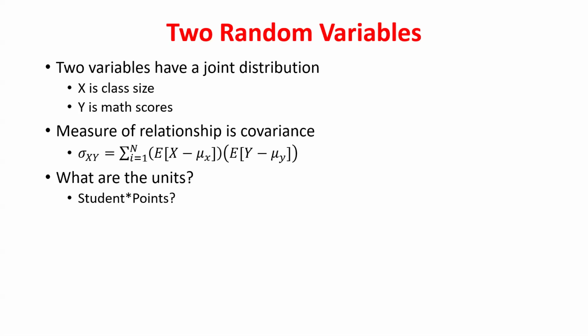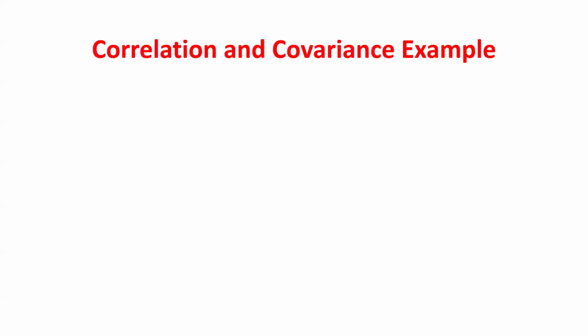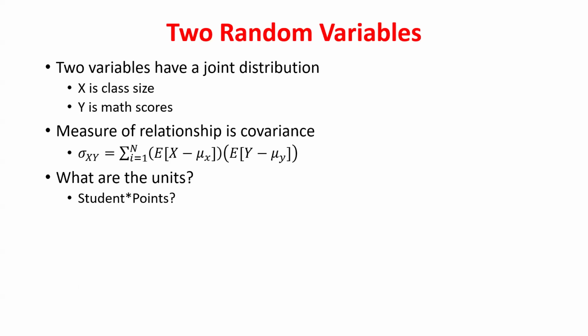So what would my units be here? It's kind of weird. Well, if class size is the number of students, and a math test score is the points I get on the test, I'm multiplying the units, so my covariances have really weird units. Like here would be what, student points? That doesn't make any sense. So the sign of the covariance is going to tell us something about the data.